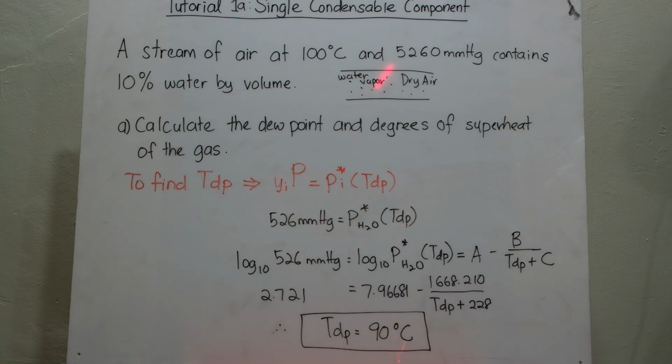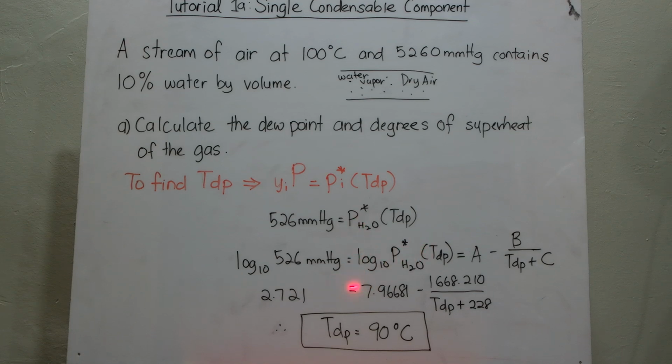Our actual partial pressure for water vapor here is only 526. So now we need to know what would be the temperature dew point for this vapor pressure to become saturated, superheated vapor become saturated vapor. So we need to find this temperature, right? So we do this calculation.